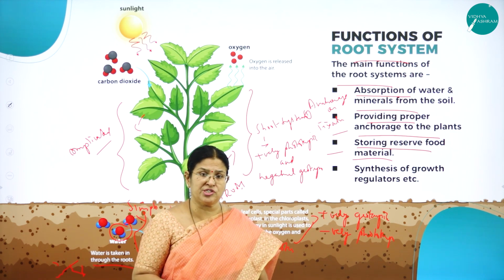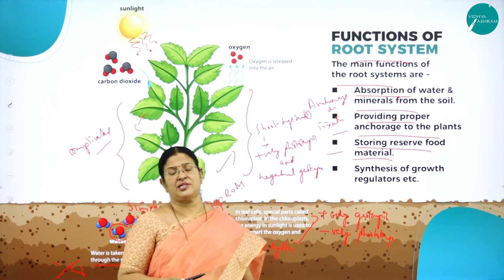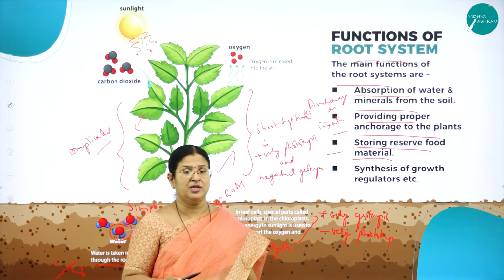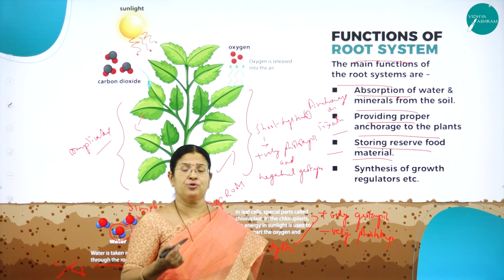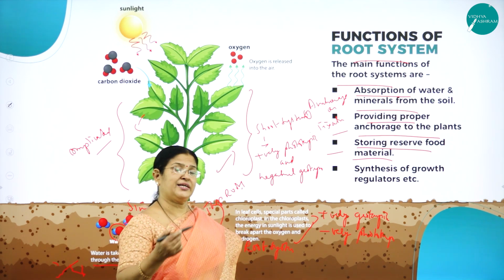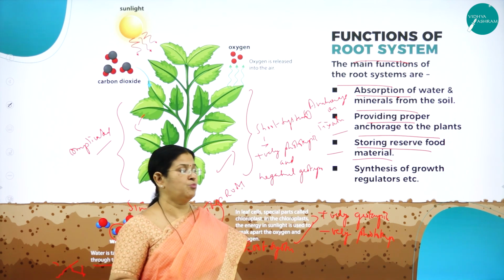Slight change from the original appearance. Why do they undergo slight change from the original appearance? To perform some special functions. Special functions is what? Like to give mechanical support, for food storage, etc. So that time they get themselves modified.